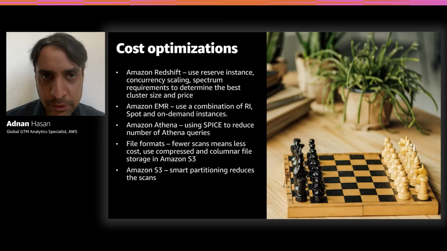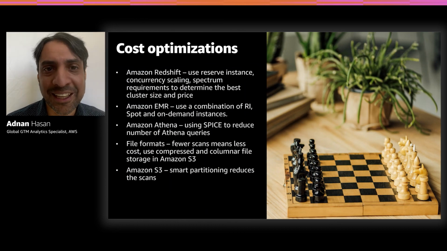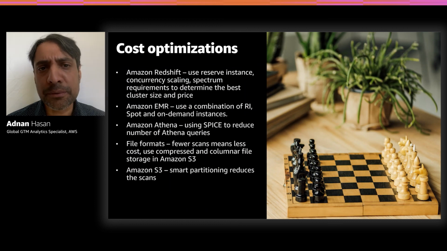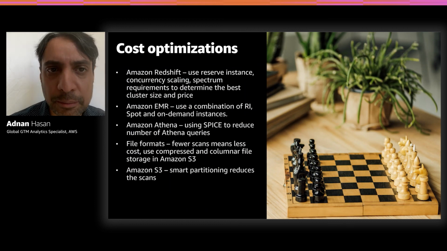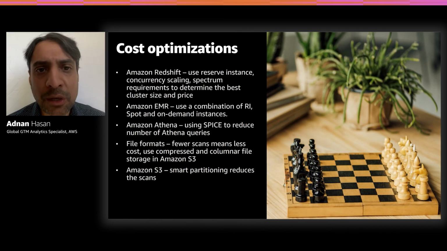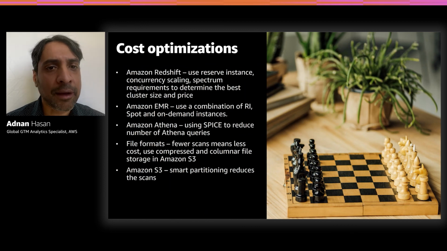Last, I just want to quickly talk about some best practices around cost optimization. So we have Amazon Redshift. You can use reserved instances. We have the concurrency scaling feature, and Spectrum, to determine the best cluster size and the pricing. We have guidance available that you can use to optimize cost. For Amazon EMR, you can use a combination of RI, spot, and on-demand instances to reduce the cost.